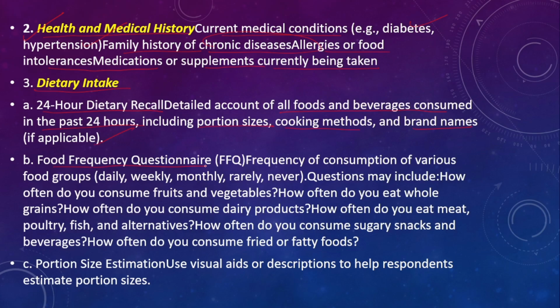And food frequency questionnaires, what are the questions they ask in this? The frequency of consumption of various food groups: do they eat daily, weekly, monthly, rarely or never. Questions regarding how often they consume fruits and vegetables, whole grains, dairy products, meat, poultry, fish and other alternatives, sugary snacks and beverages, and how often they consume fried or fatty foods. And next is the portion size estimation. They use visual aids or descriptions to help respondents estimate the portion size, how much they eat.